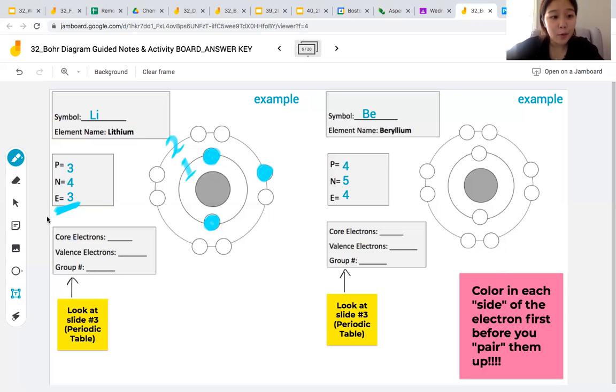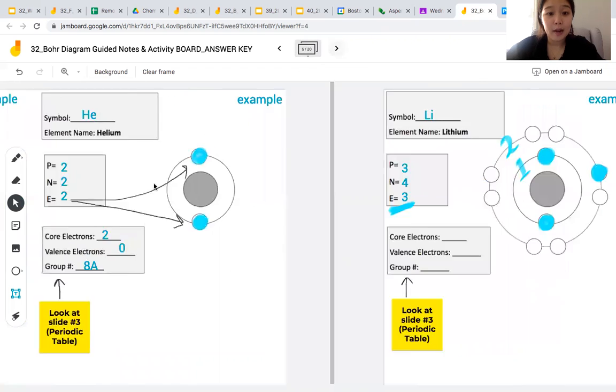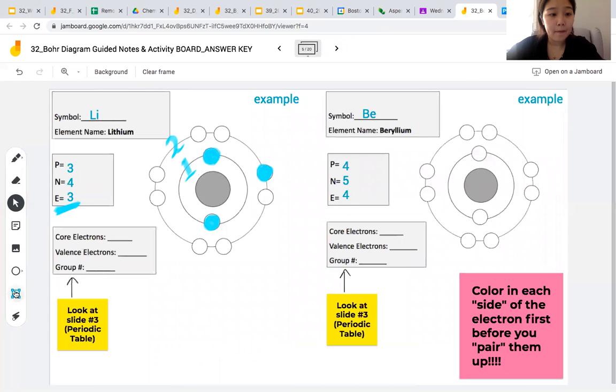All right, so now we come down here, and the group number is the number of the group that lithium belongs to. So I'm gonna look at slide number 3. If I go back to slide number 3, I have this picture of the periodic table with their group number. So lithium is right here, and it belongs to group 1A. So I'm gonna go back and put that number. All right, so 1A.